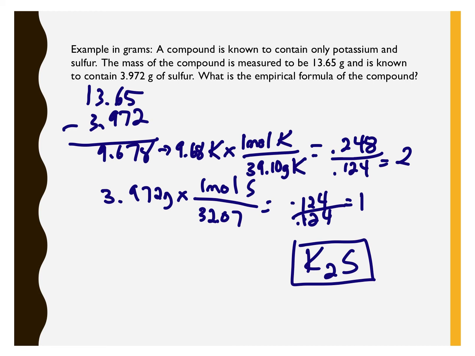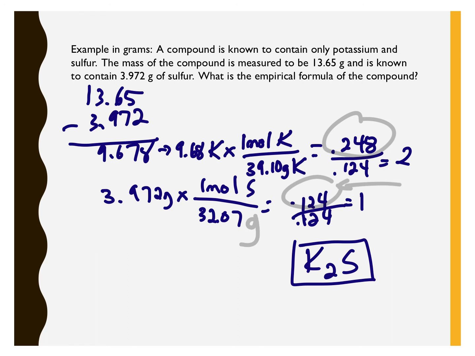Now I know that's potassium, and its molar mass is 39.10. I divide those, so 9.68 divided by 39.10 is 0.248. I already knew the other one was sulfur, and sulfur is 32.07. So I divide 3.972 by 32.07 and I get 0.124. I look at these: one is 0.248, one is 0.124. This is my smallest here, so divide both by 0.124.